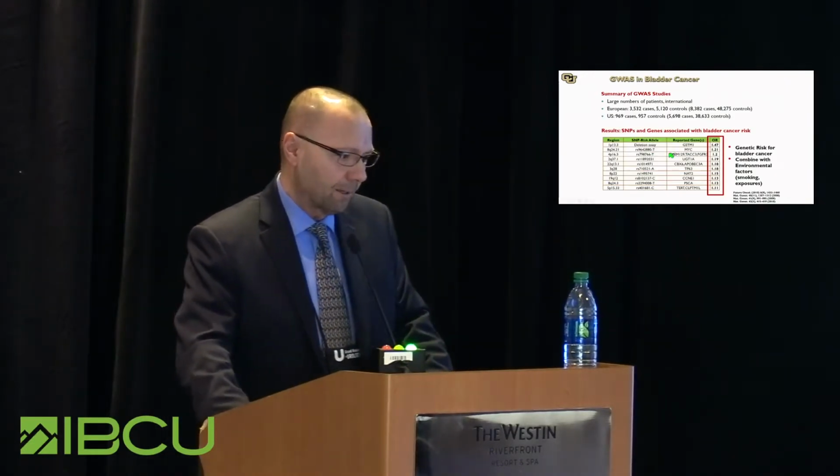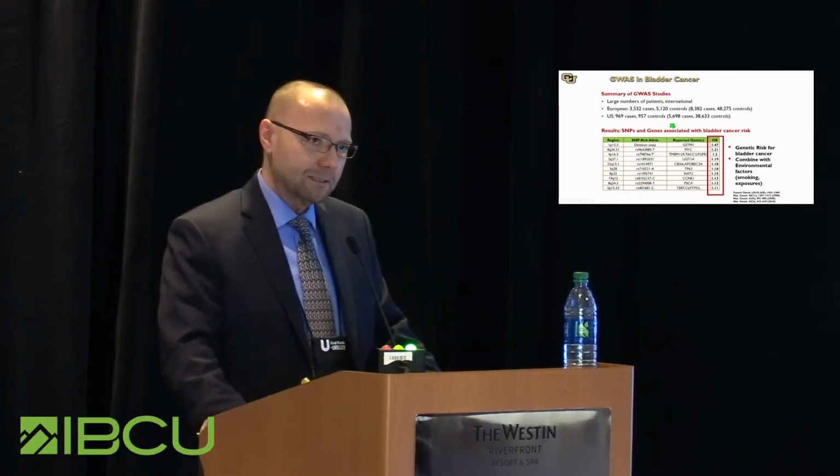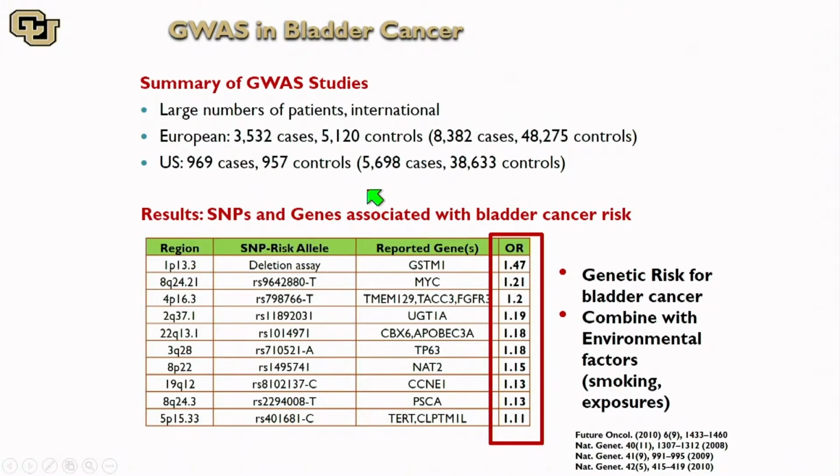Here is a compilation of many of the GWAS studies that were done in bladder cancer. There's a website that does these compilations. These are the alleles, basically the piece of DNA that is different among people. This is the gene that is next to it or implicated in that change. And this is the increased risk, if you will, of getting bladder cancer if you have that specific DNA mutation.